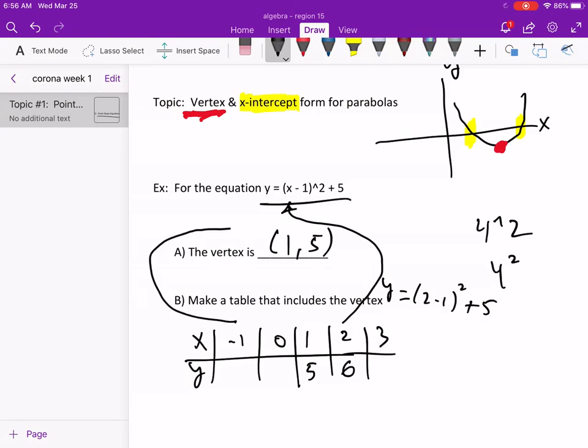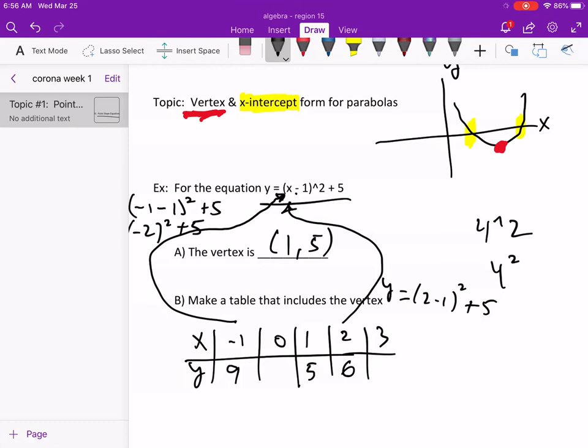If I plugged a negative 1 in for x, I'd have negative 1 minus 1 squared plus 5, right? That minus is still there. Negative 1 minus 1 is negative 2 squared plus 5. A negative squared is going to be positive, so negative 2 squared is 4 plus 5 is 9, and this would be a 9 here.